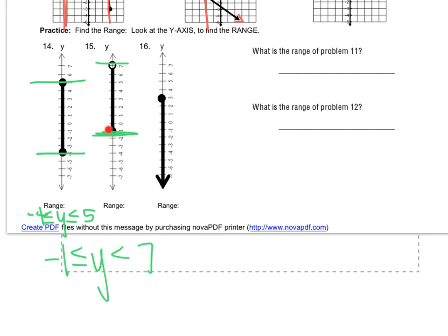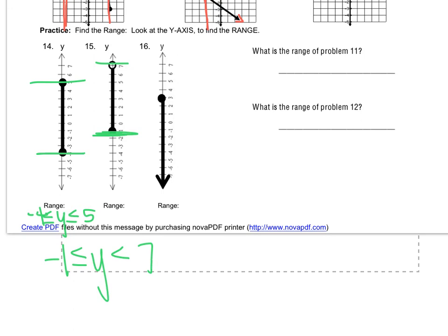Remember, because it had a starting point and a stopping point, what this is telling me is that my range, my y's, are in between -1 and 7. That's what this notation means. It means y is between -1 and 7.